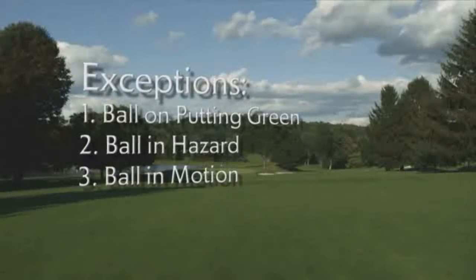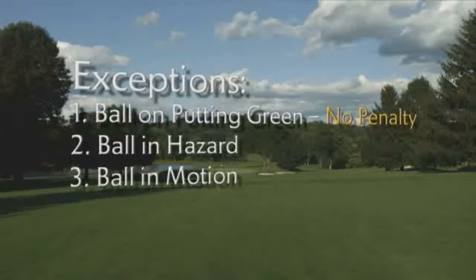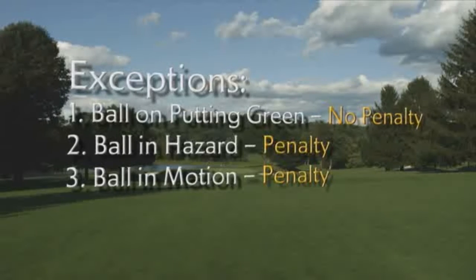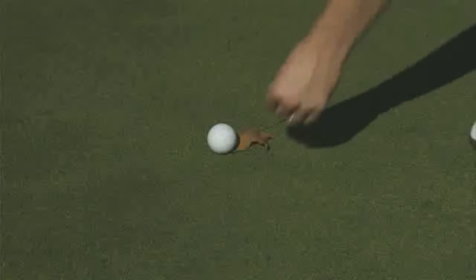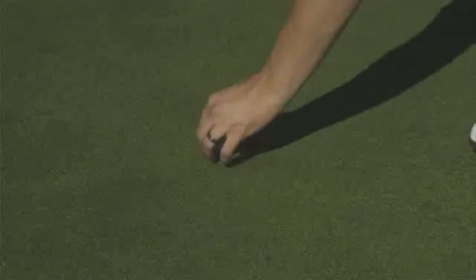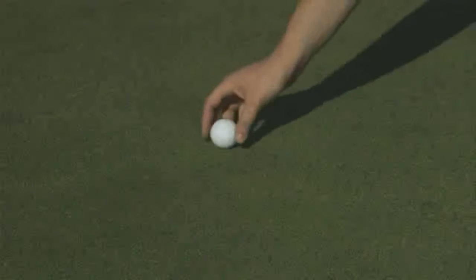The rules include 3 exceptions to the general treatment of loose impediments as just reviewed. One is generous, the other 2 involve penalties. Exception 1. Since a ball on the putting green may be marked and lifted and loose impediments removed without penalty, there is also no penalty when a ball left on the green moves as a result of removing a loose impediment, as long as the ball is replaced.